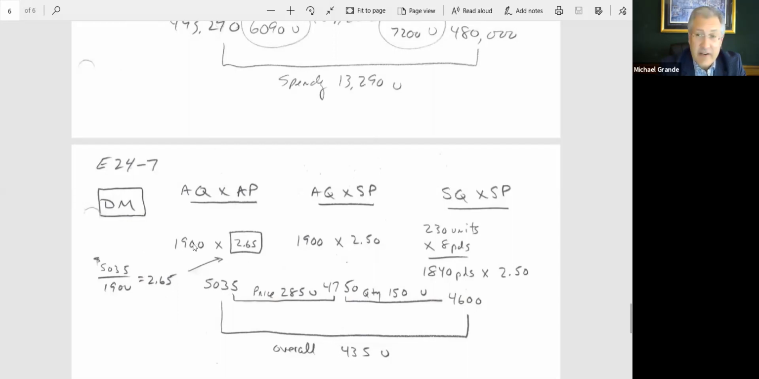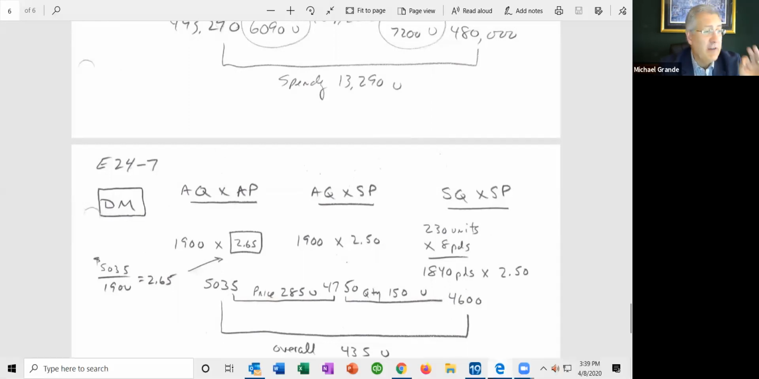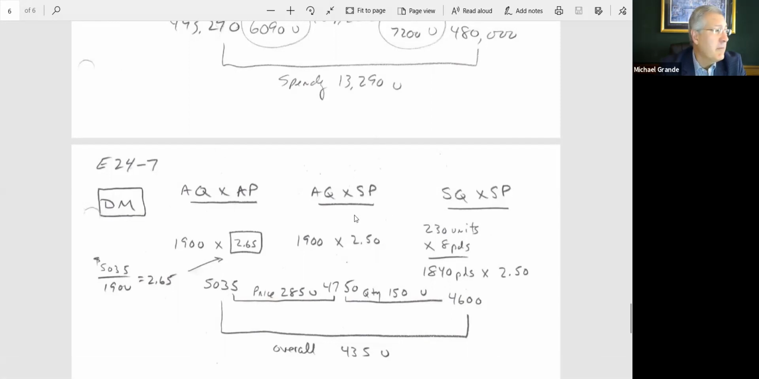which was made up of 1,900 times some number. They didn't tell you what this 265 was, but you could easily calculate it, as I mentioned, $5,035 divided by the 1,900 pounds, get 265. But the first step was to do what? Calculate the overall variance. Standard, it should have spent 4,600. They actually spent 5,035, $435 unfavorable overall spending variance. But we also need to calculate price and quantity variance.